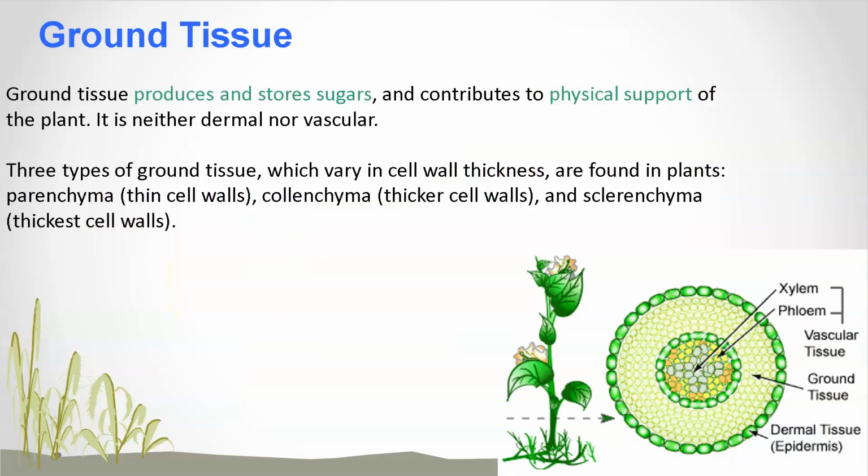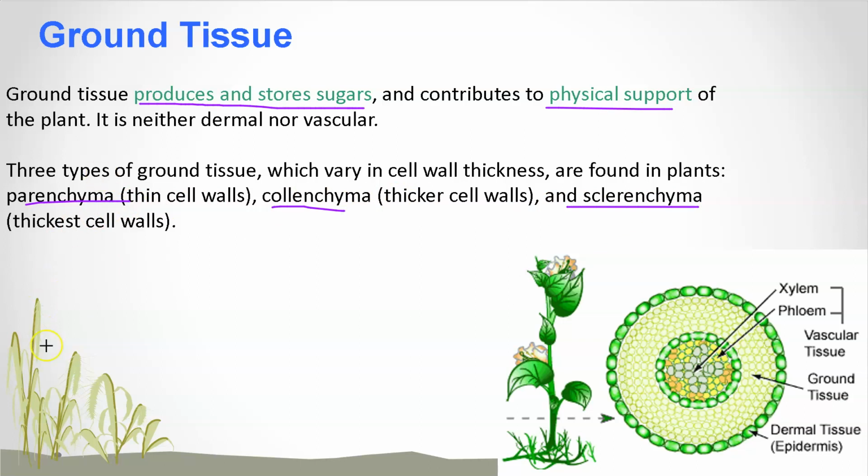So ground tissue, what does ground tissue do? We covered dermal tissue, we covered vascular tissue. So what is ground tissue? Ground tissue produces and stores sugars. Produces, you should be thinking photosynthesis there, right? And it contributes to the physical support of the plant. There are 3 types of ground tissue: parenchyma, collenchyma, and sclerenchyma. Those are fun words to say. Thin, thicker, and thickest cell walls.